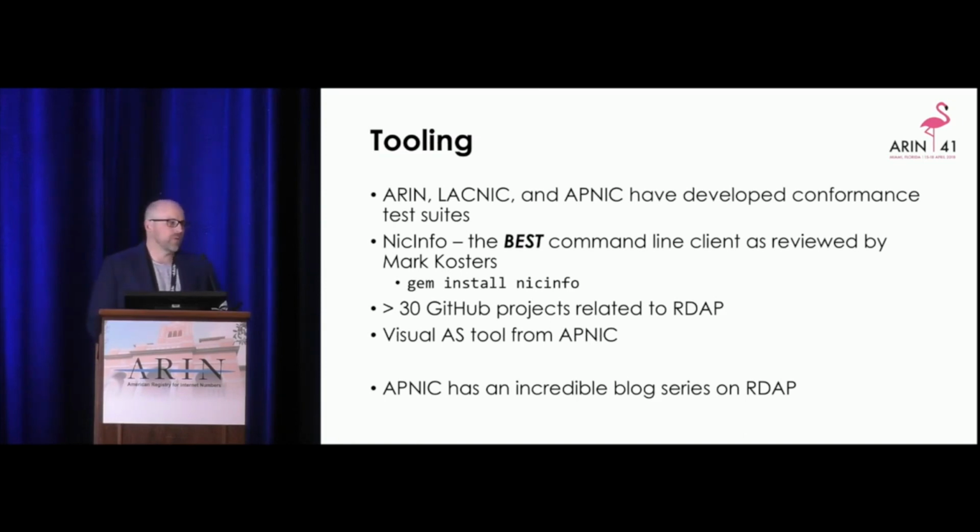Looking at GitHub, there are well over 30 projects that are RDAP related, so there's a lot of code out there. And APNIC has this really cool tool, I couldn't find the link, called Visual AS or VisAS, which they use to query autonomous system information from the different RIRs, trying to map out how the networks are pieced together. It's a very interesting little research tool. I would also be remiss not to point out that APNIC has done a lot of work as far as social media goes, and they have a nice blog series on RDAP as well.